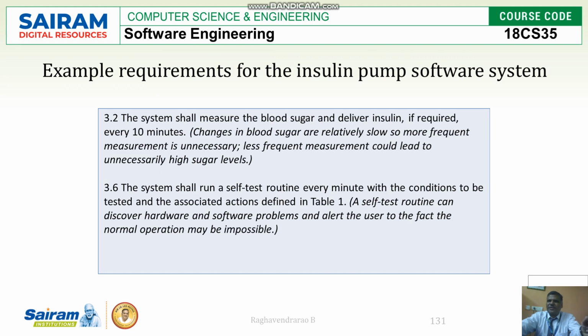Here's one example, it has been given again. Okay, one example I will take. So how clarity is going to be here, you can see: the system shall measure the blood sugar and deliver insulin. Okay, this is for the insulin pump software, it has been written. The system shall measure the blood sugar and deliver insulin.